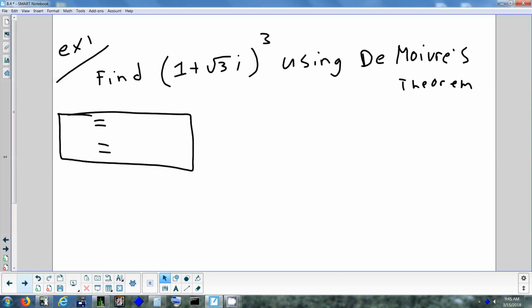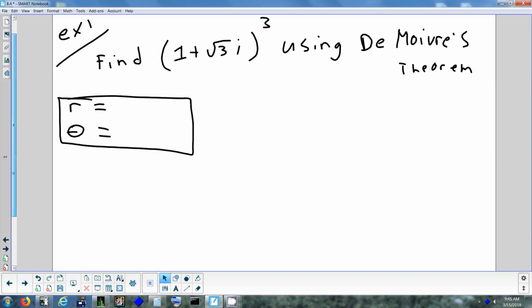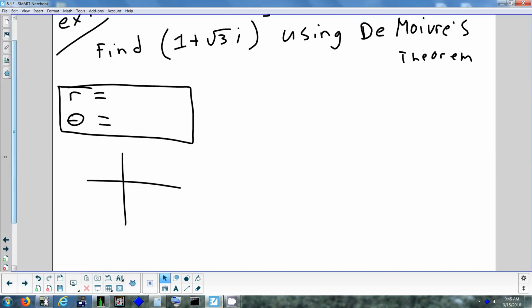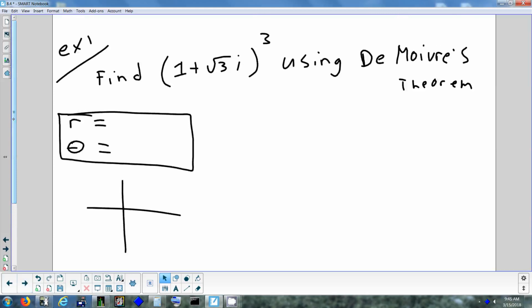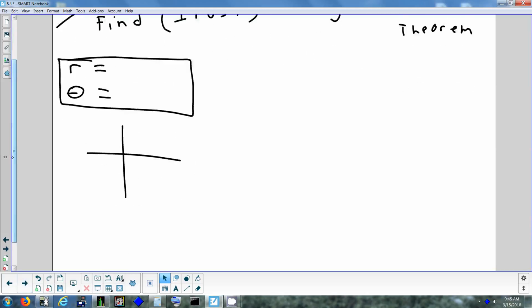Can someone remind me again, what are the two things you need to change a standard form to trig form? Yep, r and theta. Okay, let's start with r. So I'm right 1, and then I'm up square root of 3, which is about 1.7. The sketch doesn't have to be super accurate, just to get an idea of what we're doing.